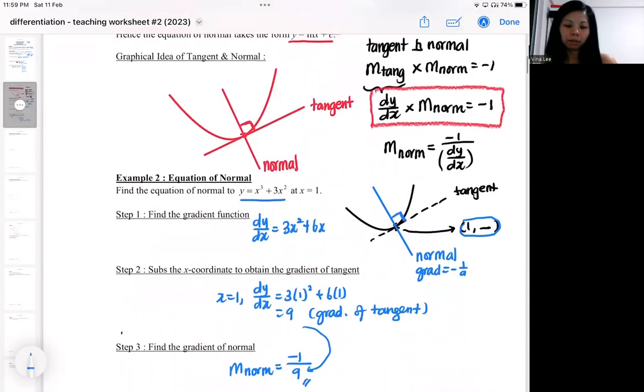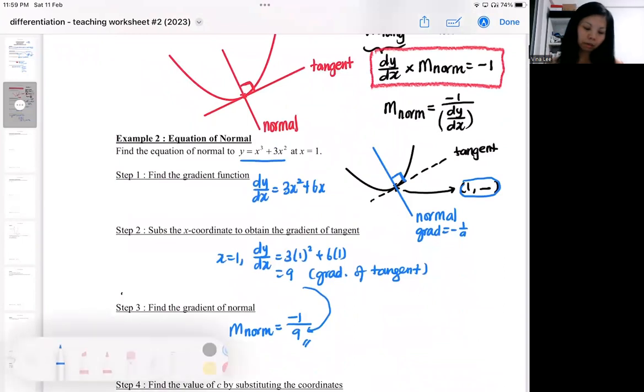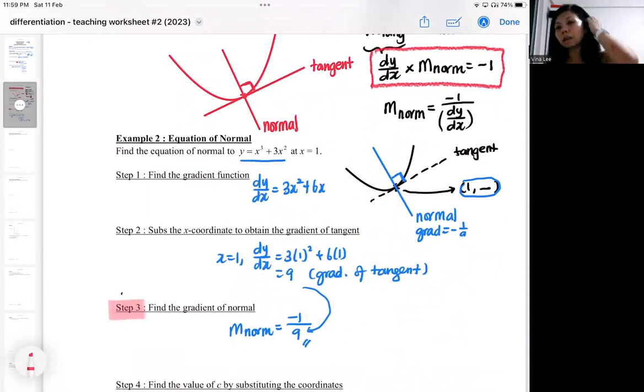Okay, a common mistake sometimes is for the gradient of normal, some people forget the steps. So they forget the step on this part. Or sometimes they differentiate wrongly. Because sometimes they give you a curve where you will need your quotient rule or your product rule. So if you get careless in your dy dx, then obviously everything is wrong.